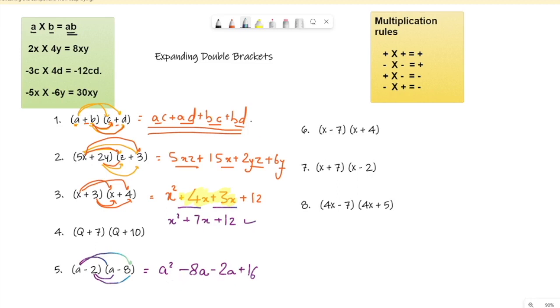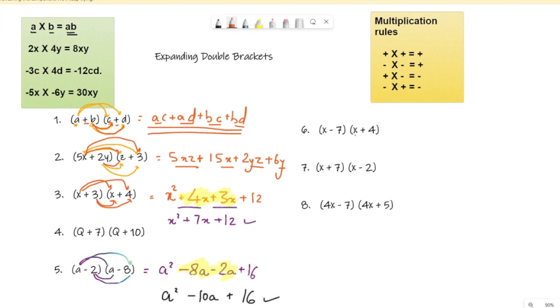So now I can see I have two like terms in the middle, negative 8a and negative 2a. Negative 8 and negative 2 will come together as negative 10a. And a square is alone, you don't simplify it with any other number. 16 is alone, that's our solution. Let's see question number 6.